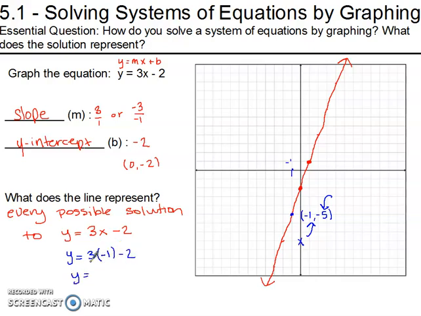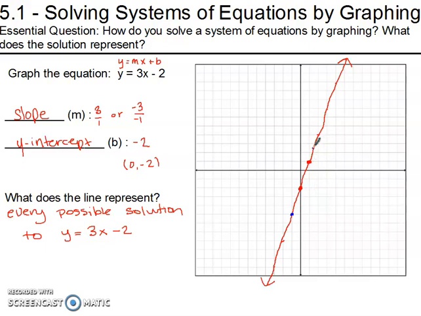y is equal to 3 times negative 1, which is a negative 3, minus 2. I've got 3 negatives and 2 more negatives for a total of negative 5. So sure enough, I got out a y value of negative 5. Now this will work for any point on your line. No matter which point you choose, it will be a solution to your equation.